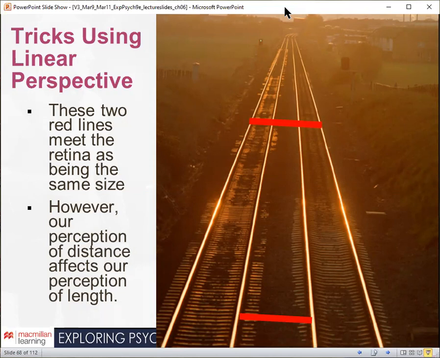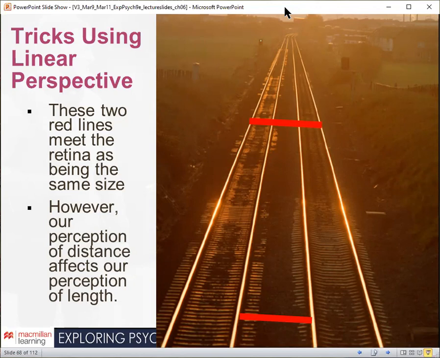However, our perception of distance affects our perception of length. So let me make sure I'm clear here. These two red lines are the same size. Let me ask you now, do you agree with me that the two red lines that we see are the same size, or do you see them as different sizes? Question to you. I see them as different sizes.